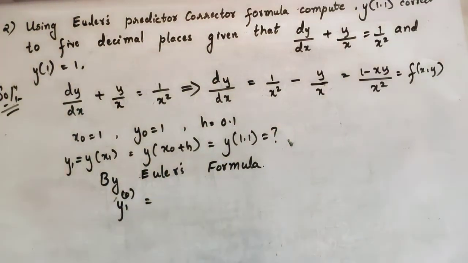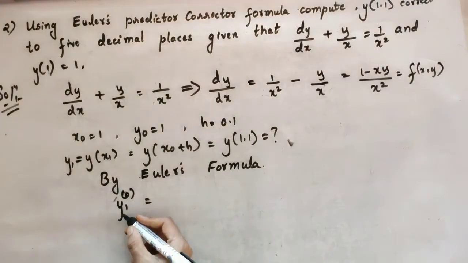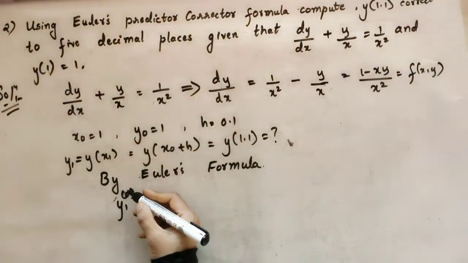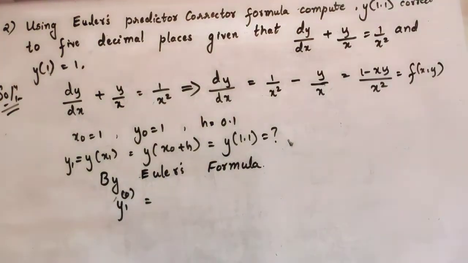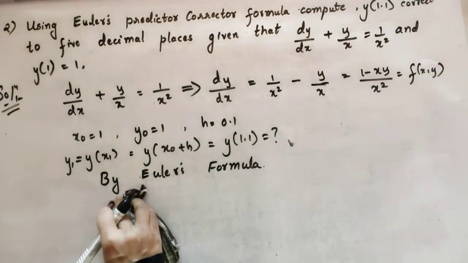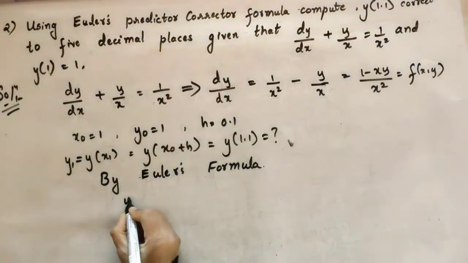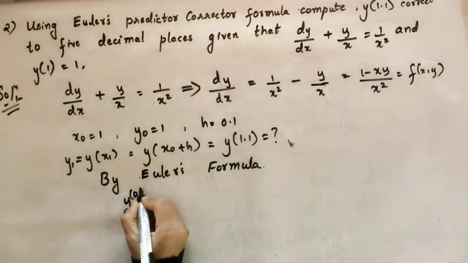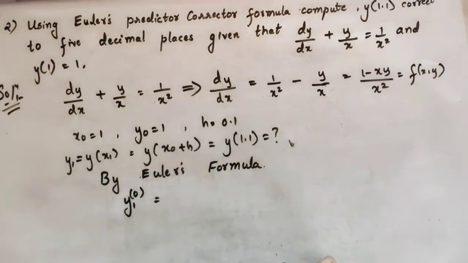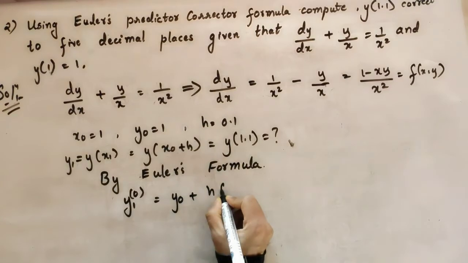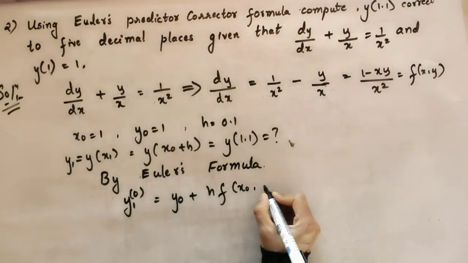We have learned this in the previous session also. You write y1 initial approximation as y1 to the power 0 in a bracket. It's actually called y1 initial approximation. This we have already learnt in the previous session, so I'm just continuing with that. So y1 initial approximation is y naught plus, by the formula, h times f of x naught y naught.